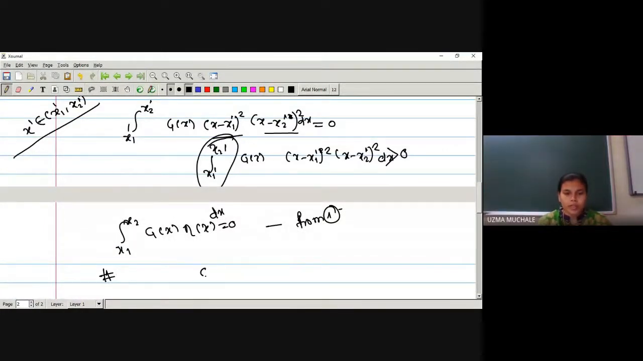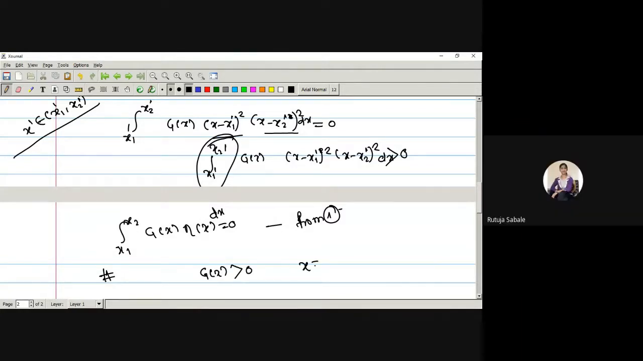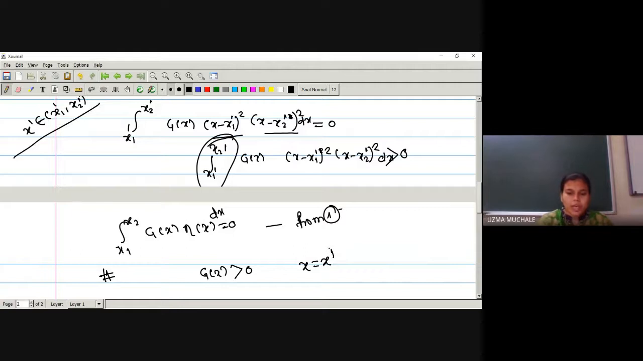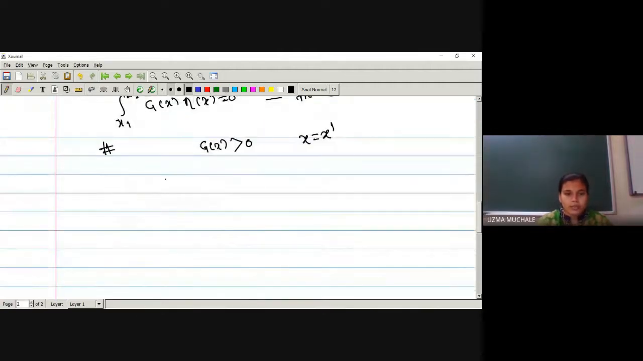What was our wrong assumption? g of x is greater than 0 at a point x equal to x dash. So what should be the right assumption? g of x should be equal to 0 at a point x equal to x dash.